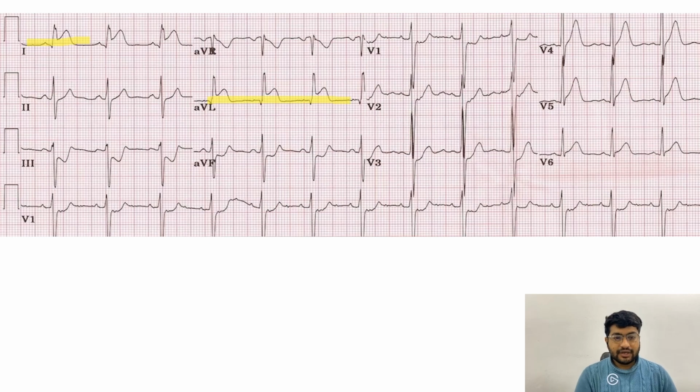Then if we look at lead 2, lead 3, and lead AVF, which are our inferior leads, we will see ST segment depressions, and similar depressions in V1, V2, V3, and so on and so forth. So this is our isolated lateral wall MI, high lateral wall MI, which occurs because of occlusion of the left circumflex artery individually.